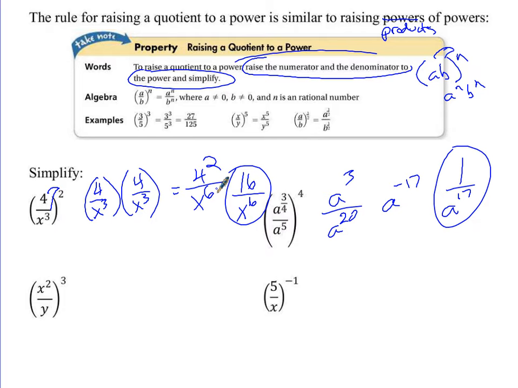Okay, maybe that third one is easier. X squared over y, that's all to the third power. What do we do? Okay, that's right. We're going to send in the exponent to the top and to the bottom. And what do we get? x to the 6th over y to the third. And then can I simplify that? If you're saying no, you are correct, why can I not simplify that?